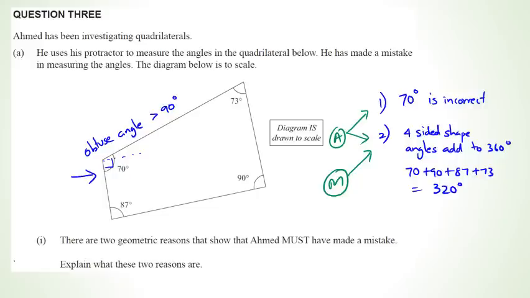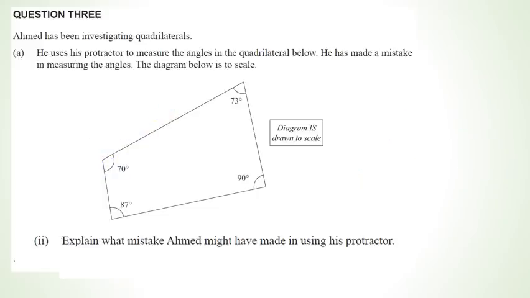So the next part of this question is kind of connected. It says he used his protractor to measure the angles in the quadrilateral. He's made a mistake, so we know that. Explain what mistake Ahmed might have made in using his protractor. If you have a look at this, the last time when we added the angles inside, the 4 angles added up to 320 degrees. But it really should be adding to 360 degrees.